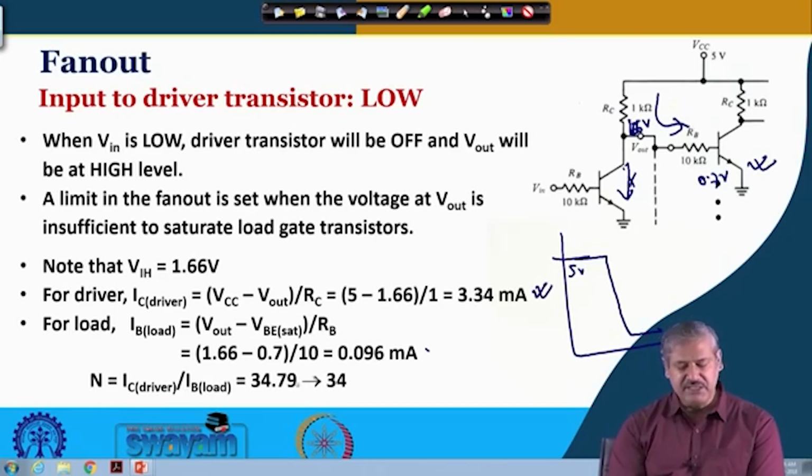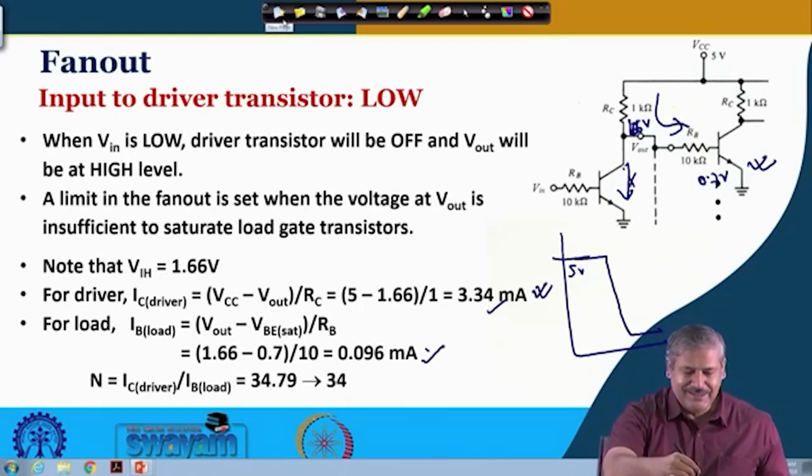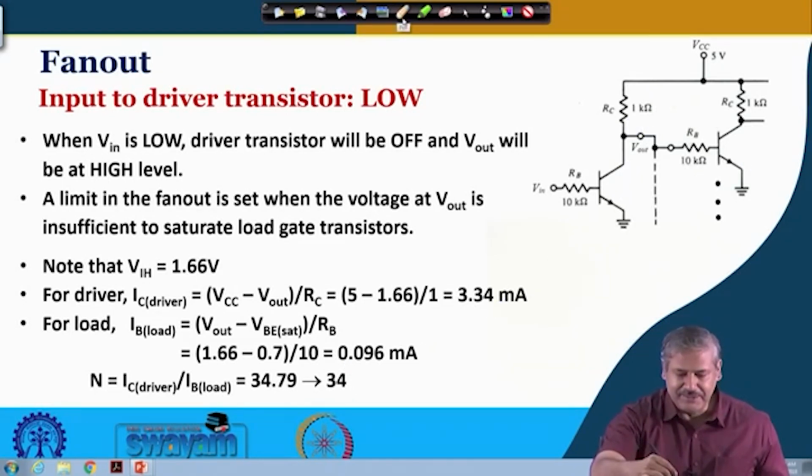Okay. So, how many such load gates can you connect? Just divide the amount of current it can deliver by this one, and this number is quite big, I mean 34. We have to consider other issues as well, and then it will be clearer.